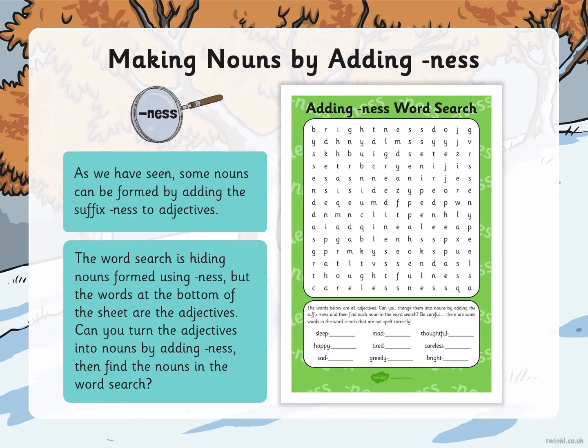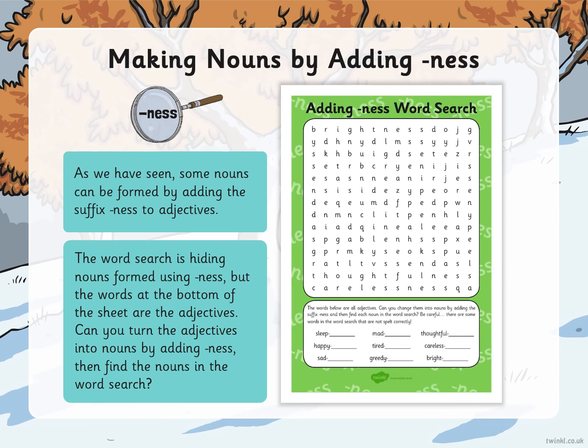So for today's activity, you are going to consolidate everything you've learnt about making nouns by adding the ness suffix by completing a word search. But this word search is a little bit different. The word search is hiding nouns formed by using ness, but the words at the bottom of the sheet are adjectives and not nouns. So the first thing you need to do is turn the adjectives into nouns by adding the ness suffix, thinking about the rules that you have learnt.